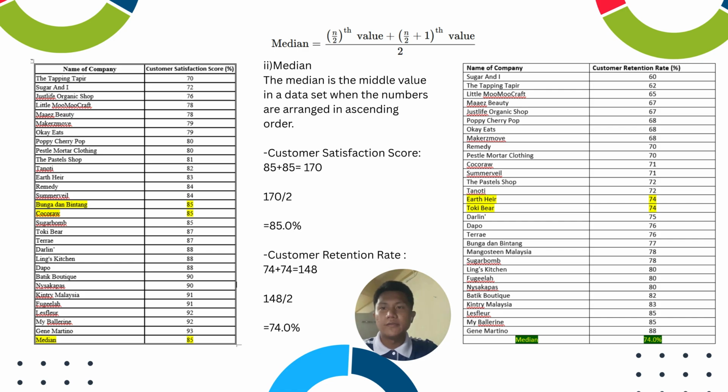For the customer satisfaction score, the 15th and 16th values are both 85, so the median is 85.0%. While for the customer retention rate, the 15th and 16th values are both 74, so the median is 74.0%. This means that half of the companies have a satisfaction score below 85% and half above. Similarly, half of the companies have a retention rate below 74% and half above.